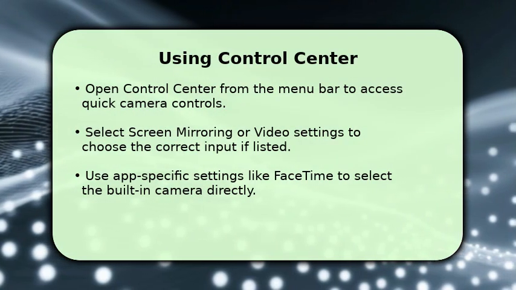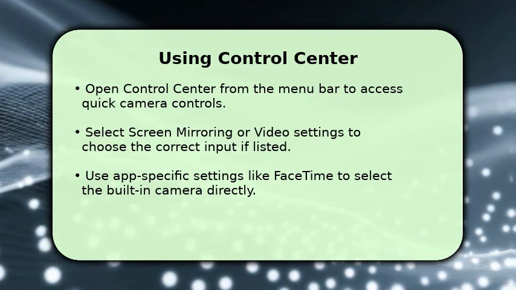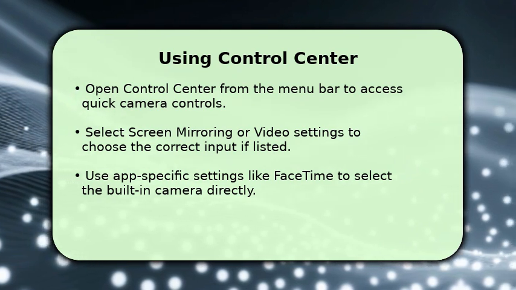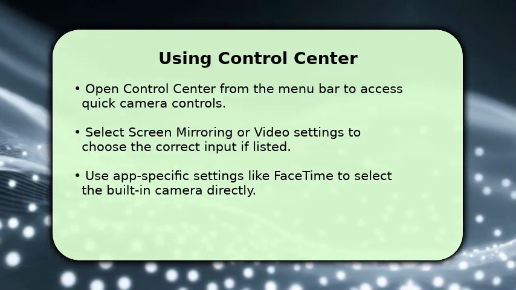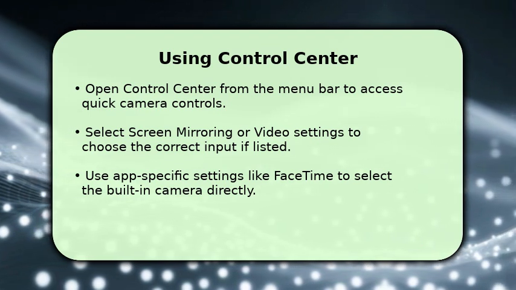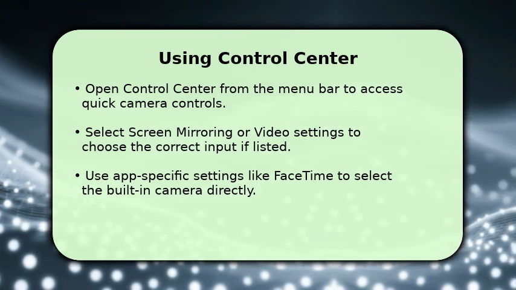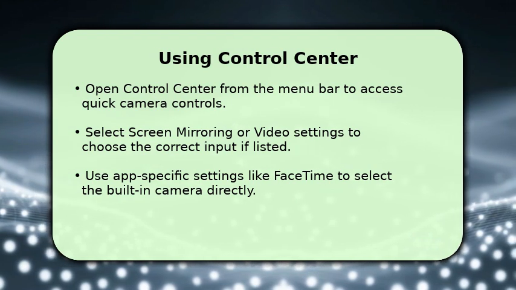Control Center gives a simple route to camera features without hunting through menus. Open it from the menu bar and look for camera or video options to switch inputs or enable screen sharing. In apps like FaceTime or Zoom, the video menu often lets you choose the built-in camera directly. If multiple cameras are attached, select the correct device and reopen the app if the image does not appear right away.